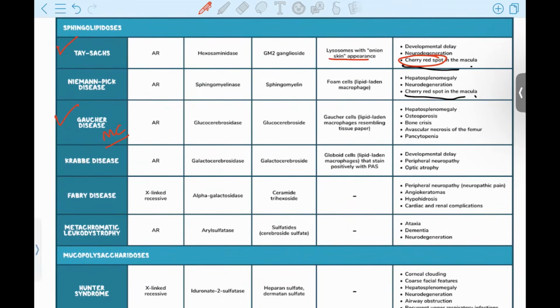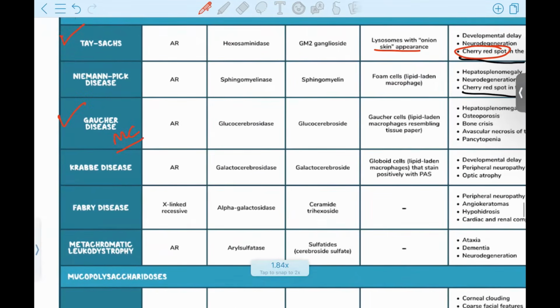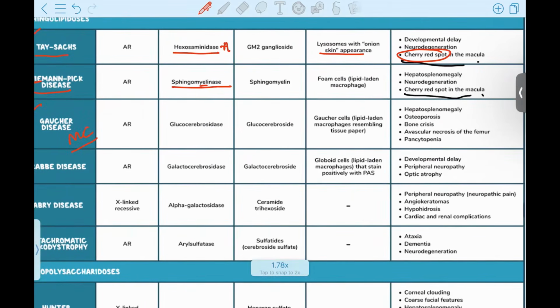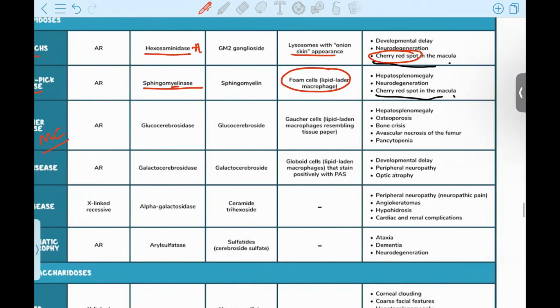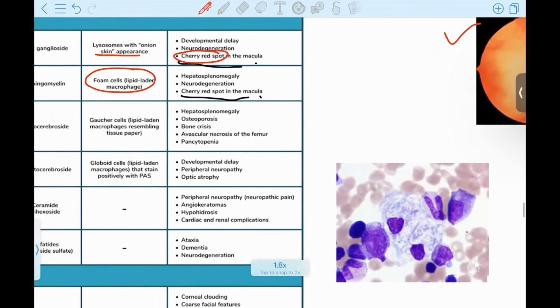And what are the enzyme deficiencies? So Tay-Sachs is for hexosaminidase A. That is for your Tay-Sachs. Niemann-Pick disease, sphingomyelinase. Remember like knee and my. So Niemann-Pick disease is sphingomyelinase deficiency, and it will have lipid-laden macrophages. Here you can see the foam cells will be present.